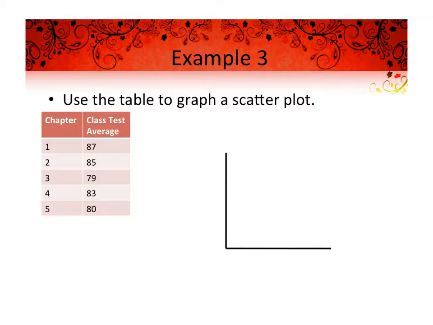All right, your turn. So here's the data: chapters 1, 2, 3, 4, 5, and then the class averages. Take that data and put it into your scatter plot. Make sure that you label your axes. Make sure you are consistent on your increments.